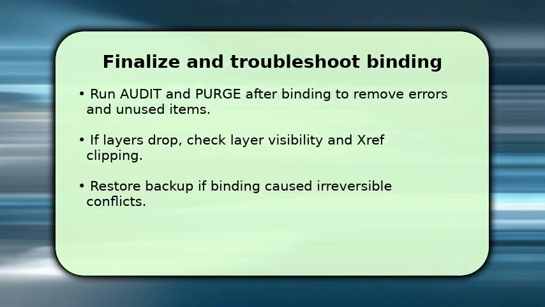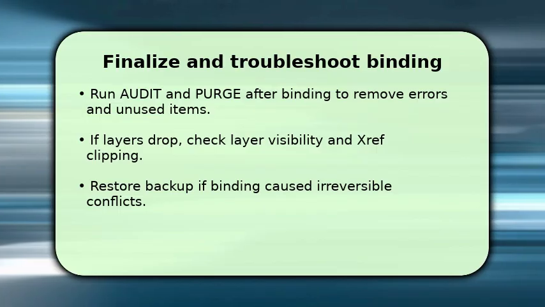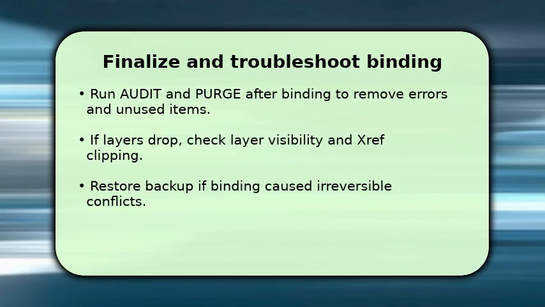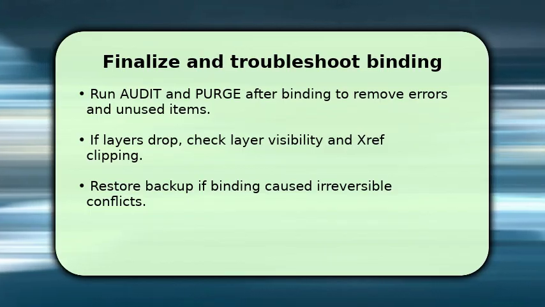If geometry seems missing or layers are off, check layer states, frozen/lock status, and any Xref clipping boundaries, because binding can change layer membership or visibility. If you encounter unresolved block or layer name conflicts, revert to your backup, rename problem elements, and repeat the bind. This targeted troubleshooting keeps your final DWG intact and predictable.